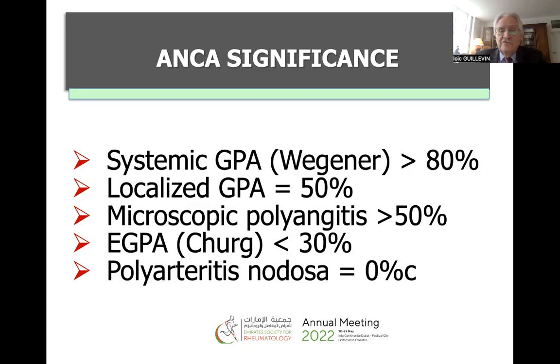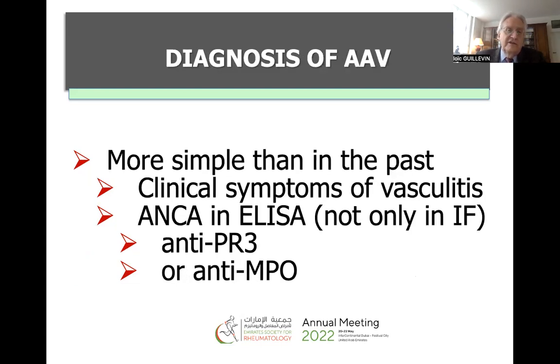And I would like to tell you, but you know, that polyarteritis nodosa is all the time negative for ANCA research. And now when you look at all the new classifications and new recommendations, ANCA are really central to make the diagnosis. The clinical symptoms of vasculitis are present, and ANCA should be present in ELISA with one of the two antibodies.